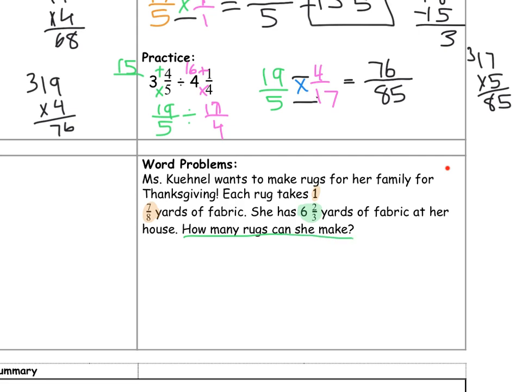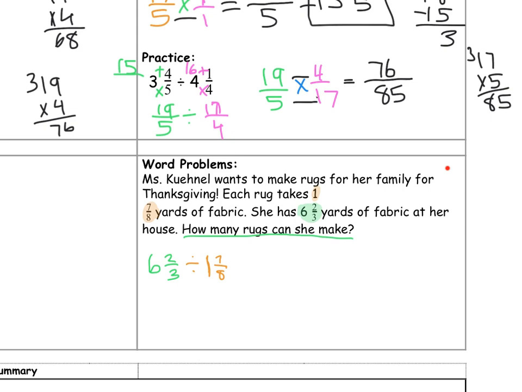So, if she has 6 2/3 yards and she wants to use 1 7/8 of fabric per rug, we need to figure out how many rugs she can make. So I set it up like this because this is how much she has, and each rug takes up this much. So now let's do this together.